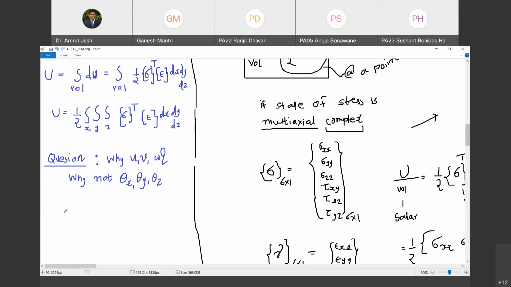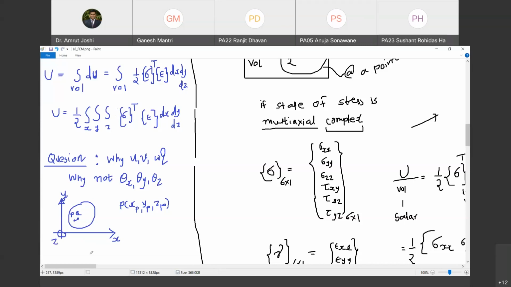Let me try to explain what this means. Let us say you are considering a 2D body, and two very closely spaced points on that body. This is point P, and this is point Q. This is X, this is Y, and coming out of the plane of the board is Z.